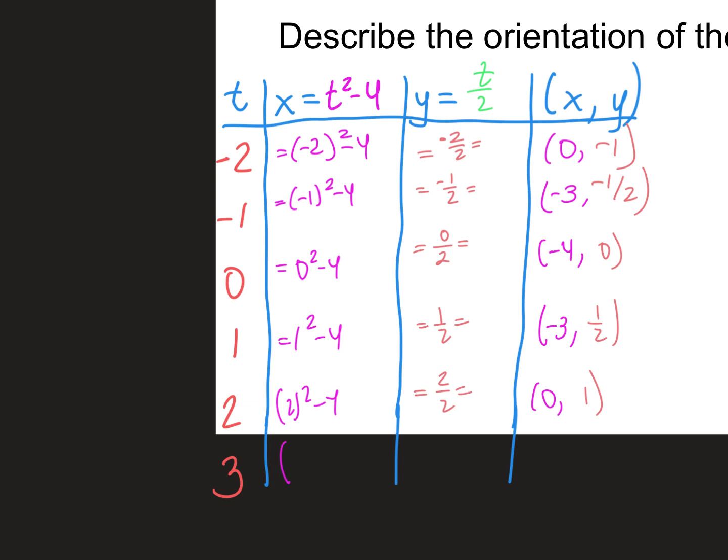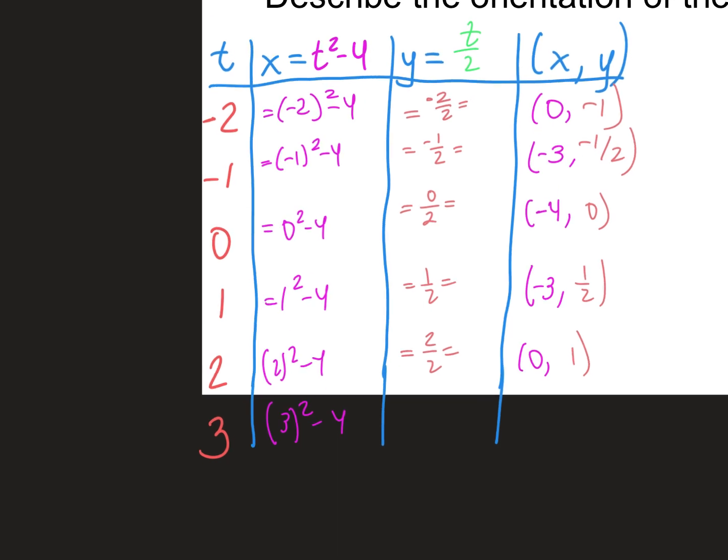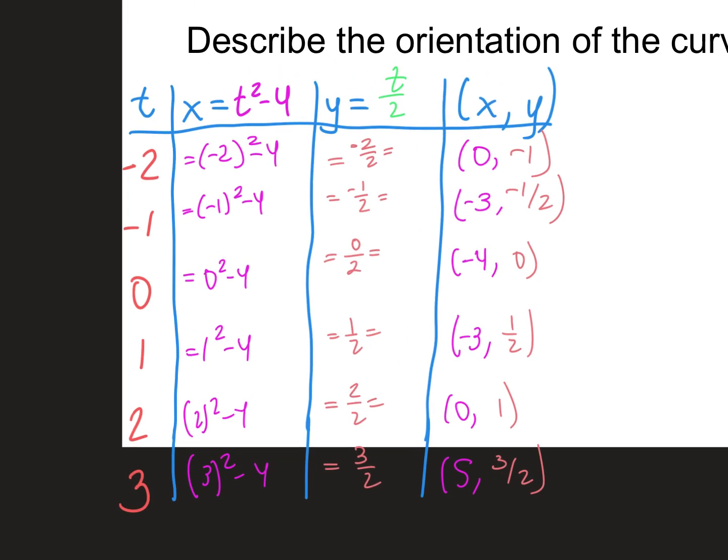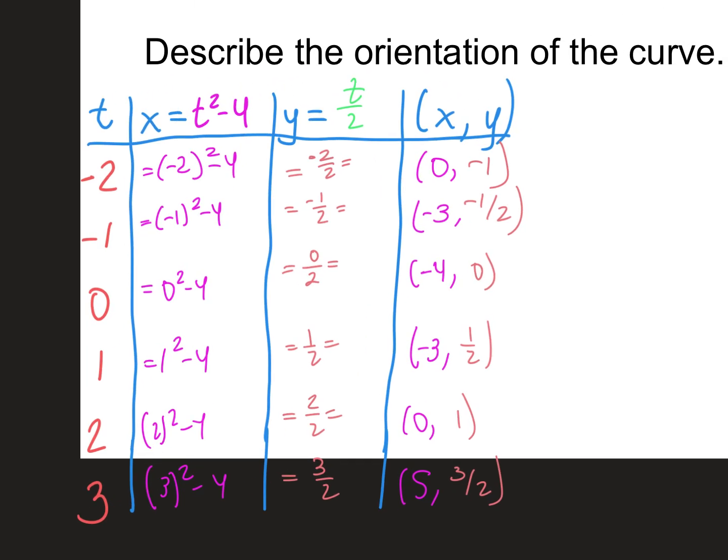What am I doing with 3? 3 squared minus 4. Well, 3 squared is 9, and 9 minus 4 is 5. And then here I'm plugging in 3, so I get 3 over 2. You can leave it as 3 over 2. If you want 1.5, that's fine. That is the first part of graphing your parametric equations.